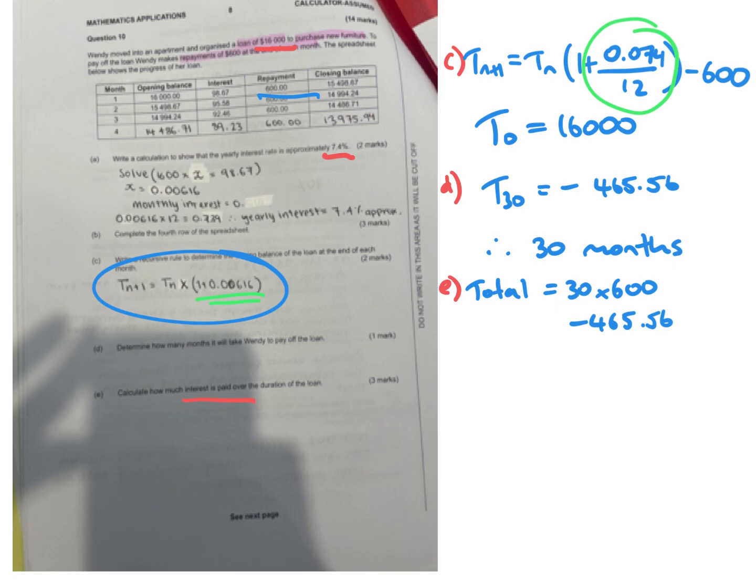Well, I'm only after the interest, not the entire loan. So I'm also going to subtract $16,000 away as well. Now, putting that into my calculator, I get a total of $1,534.44. Probably best to say therefore paid in interest, so they know the answer. That's the answer I'm getting.